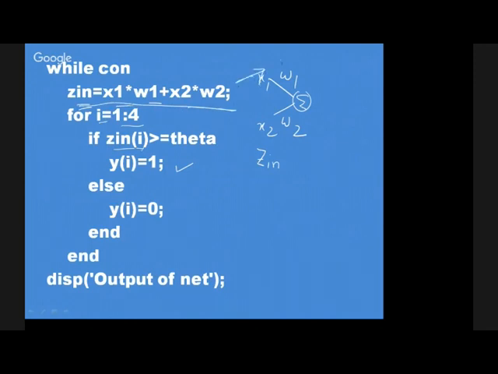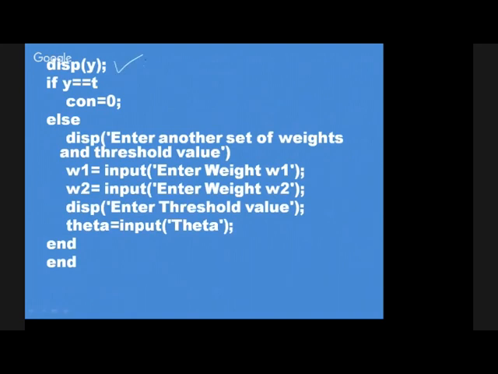Here there will be the 4 values. For each and every value we are checking, if it is greater than or equal to theta, then the corresponding yi will be equal to 1, and if it is less than or equal to theta, then the corresponding yi will be equal to 0. Then it is end if, and this will be end for. After that we will display the output. That means the total y we will display, that is display y.